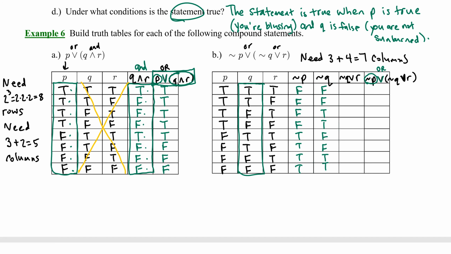Next column, we are dealing with a disjunction, an OR statement. To determine the truth value for an OR statement, we're going to look at the statement on the left side, which is not Q, and the statement on the right side, which is R. Now, these are in reversed position, but the rule works the same. A disjunction is true when at least one side is true. So on row 1, we have at least one true. The disjunction is true.